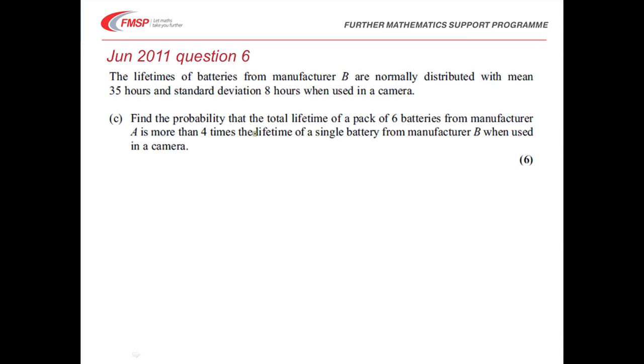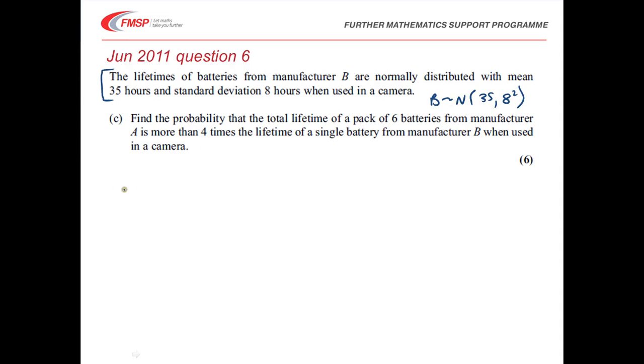And then part C, find the probability that the total lifetime of a pack of 6 batteries from manufacturer A is more than 4 times the lifetime of a single battery from manufacturer B. So we're given here some information about manufacturer B. The lifetimes of batteries from manufacturer B are normally distributed with a mean of 35 and a standard deviation of 8. So again, we're asked to combine things.